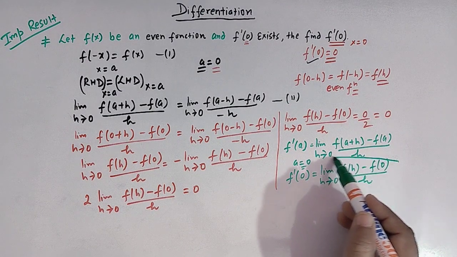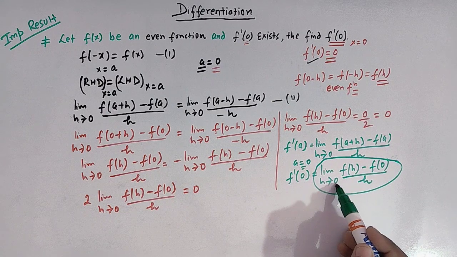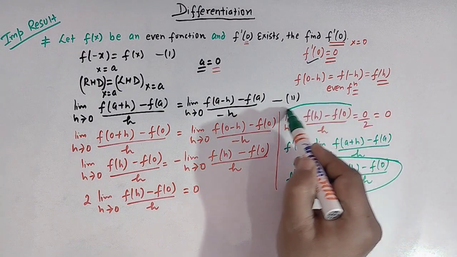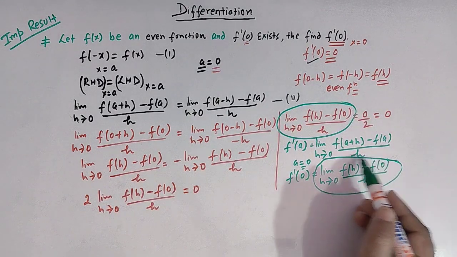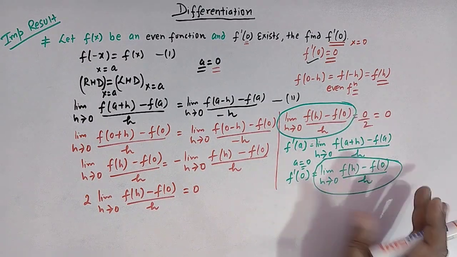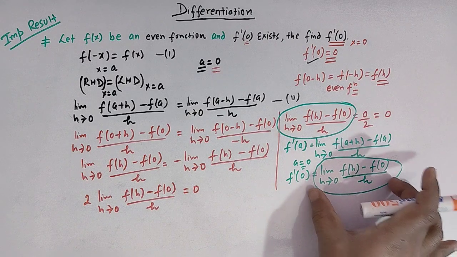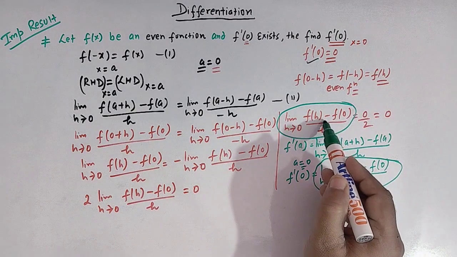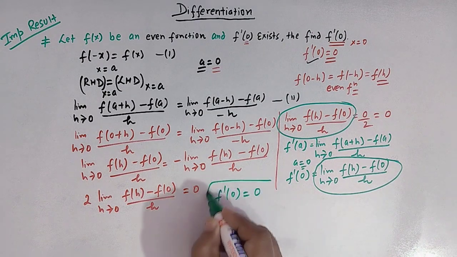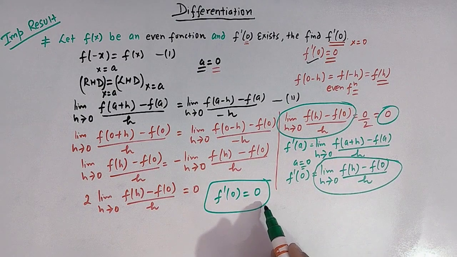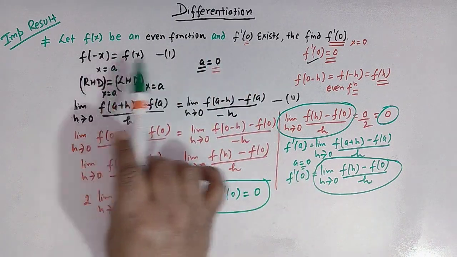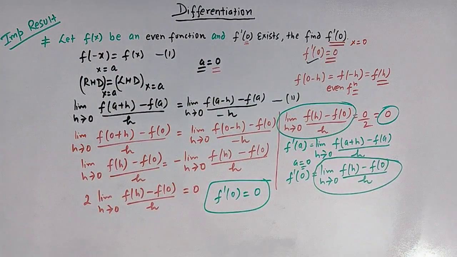So now see, this limit, that is limit h tends to 0, f of h minus f of 0 divided by h, it appears here, right? So this limit is equal to f prime of 0, right? So when we take the value of this limit as f prime of 0 over here, then we can straight away get f prime of 0 is equal to 0, right? So this is how we can prove this statement, or we can calculate the value of f prime of 0.